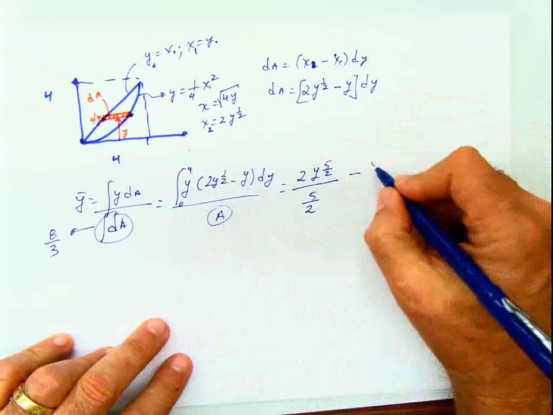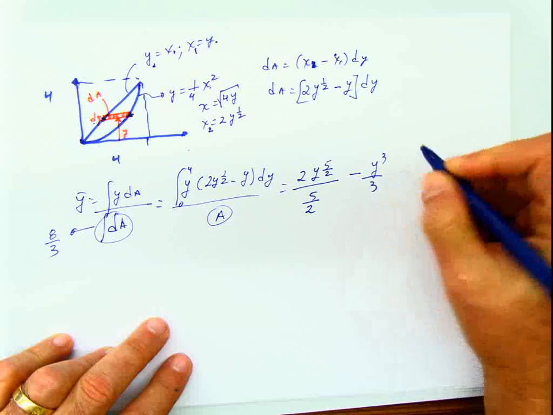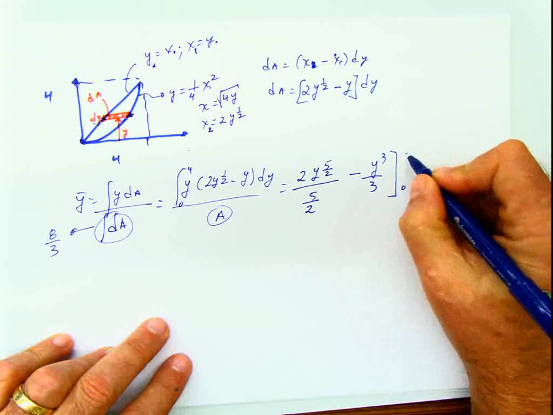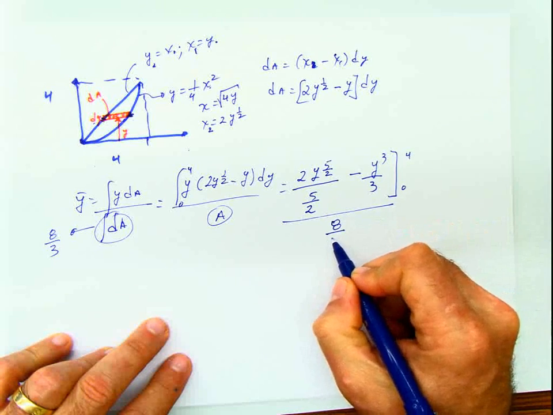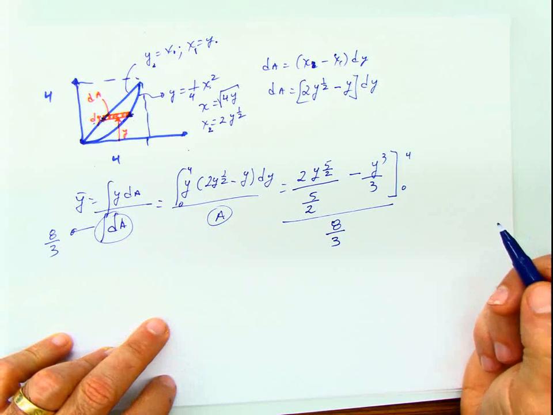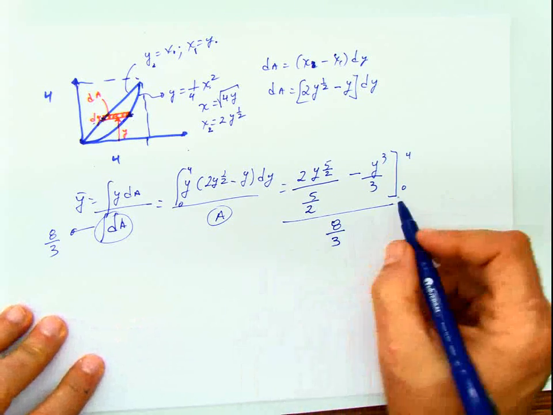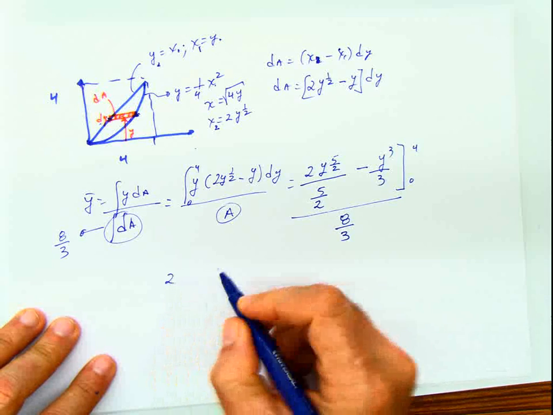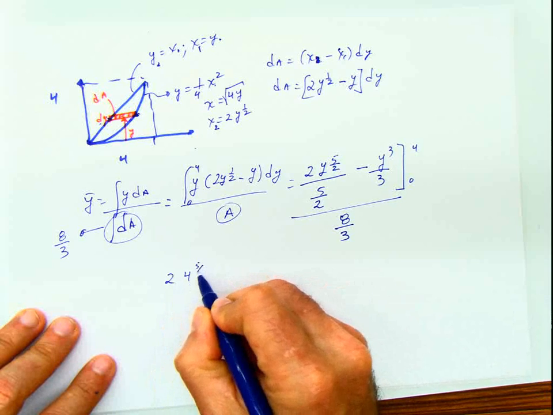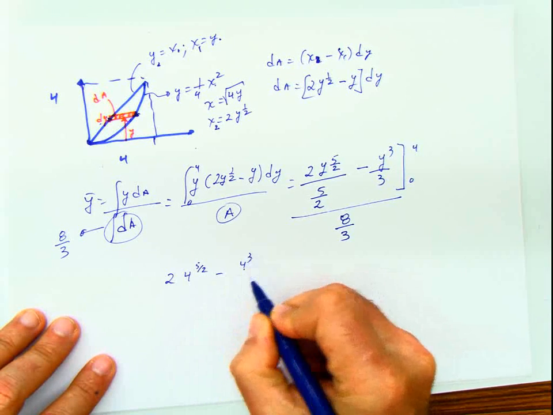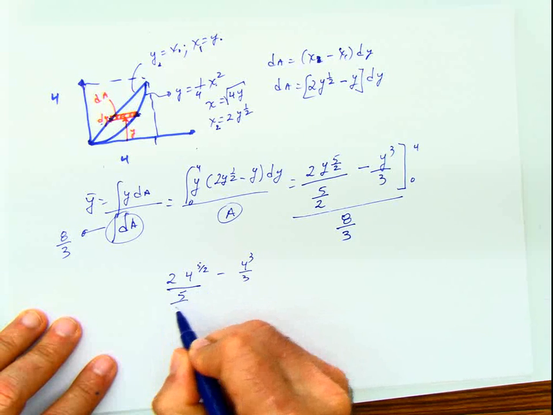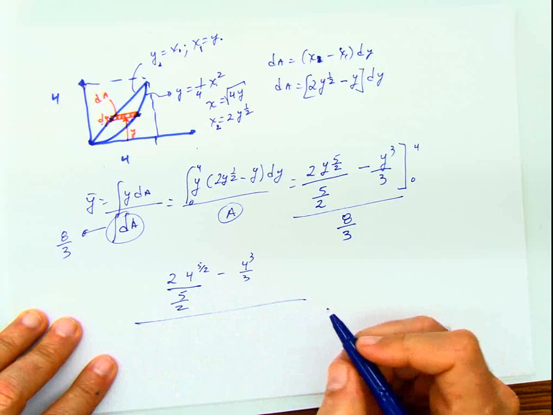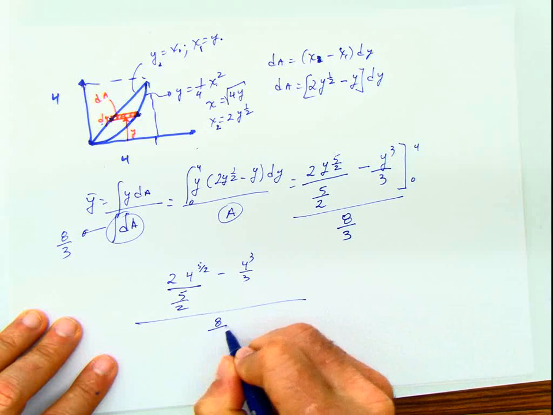When I do the integration, it's going to be y to the third divided by 3, evaluated between 0 and 4, and divided by the area, which, remember, is 8/3. We calculated that before. So this is going to be 2 times 4 to the 5/2 minus 4 to the third divided by 3.